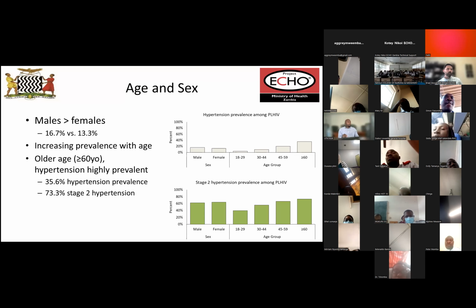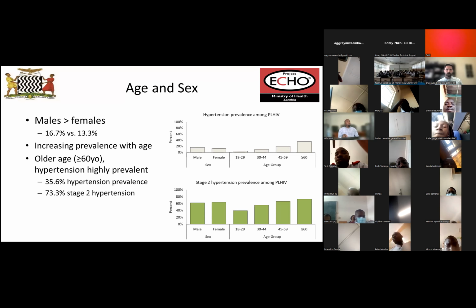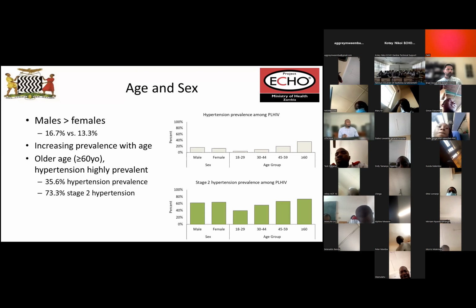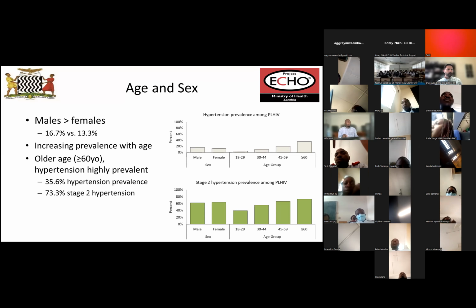It seems that age and sex were determinants. So prevalence was 16.7% among males and higher than among females, and age was a factor. For example, for individuals that were above 60 years old, hypertension prevalence was more than 35%. And for stage 2 hypertension, it was 73%. So you can see that age is a factor and males seem to be more affected. Next.